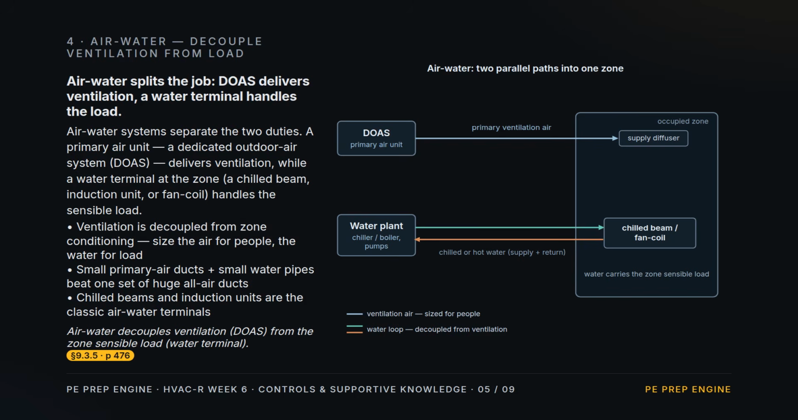Concept 4. Air-water. These systems separate the 2 duties. A primary air unit, a dedicated outdoor air system, or DOAS, delivers the ventilation, while a water terminal at the zone, a chilled beam, induction unit, or fan coil, handles the sensible load. In the schematic, the light blue path is ventilation air sized for people. The water loop below is decoupled, carrying the zone's sensible load. The payoff: you size the air for the occupants, and the water for the load, and small primary air ducts plus small water pipes beat one set of huge all-air ducts. Chilled beams and induction units are the classic air-water terminals.